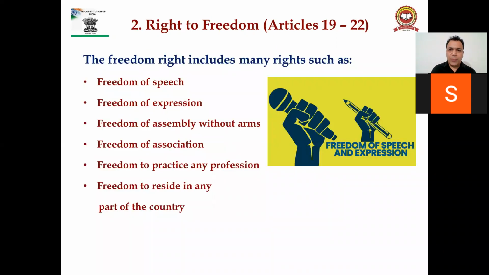Second, right to freedom. Article 19 to 22 talks about right to freedom. Which type of freedom? Freedom of speech, freedom of expression, freedom of assembly without arms, freedom of association, freedom to practice any profession, right? Meaning, being of any community, we can practice any profession, and we have freedom to reside in any part of the country, right? Our constitution gives us this.